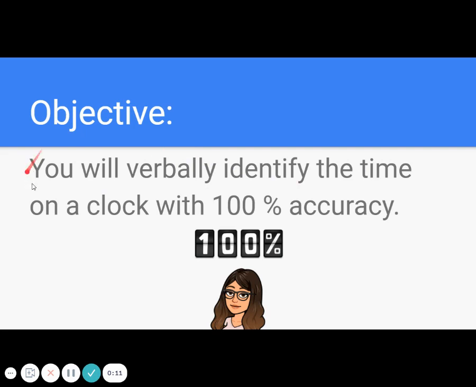Our objective for today is you will verbally identify the time on a clock with 100% accuracy. Verbally means telling me with your mouth, or you can also tell another adult that is watching this video with you.